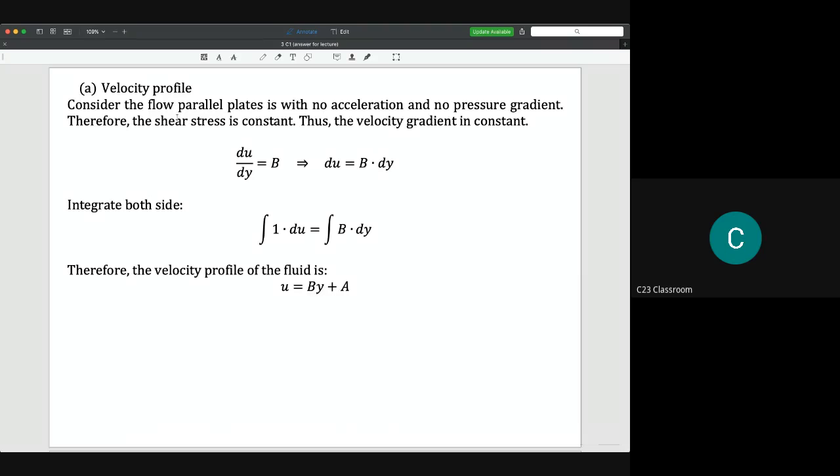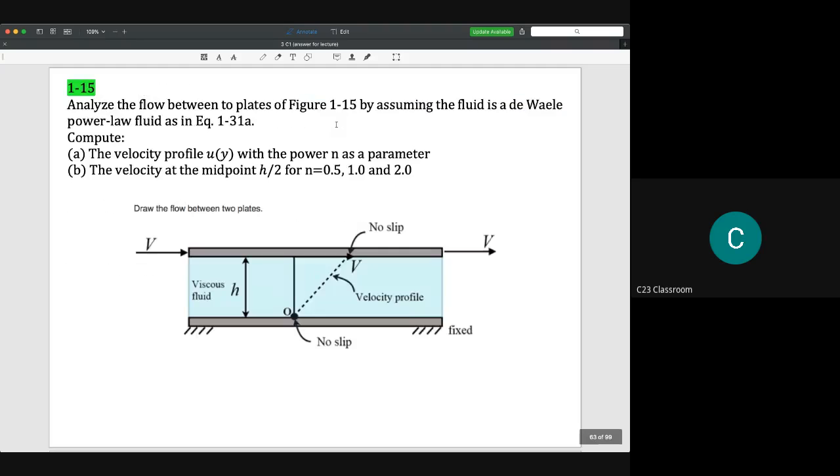Okay, velocity profile. So consider the flow between parallel plates with no acceleration and no pressure gradient. Therefore, the shear stress is constant. Thus, the velocity gradient is also constant. So we assume that the velocity gradient is usually given by du dy. Because we give a very simple assumption here, no acceleration and no pressure gradient, no acceleration means that the velocity remains constant.